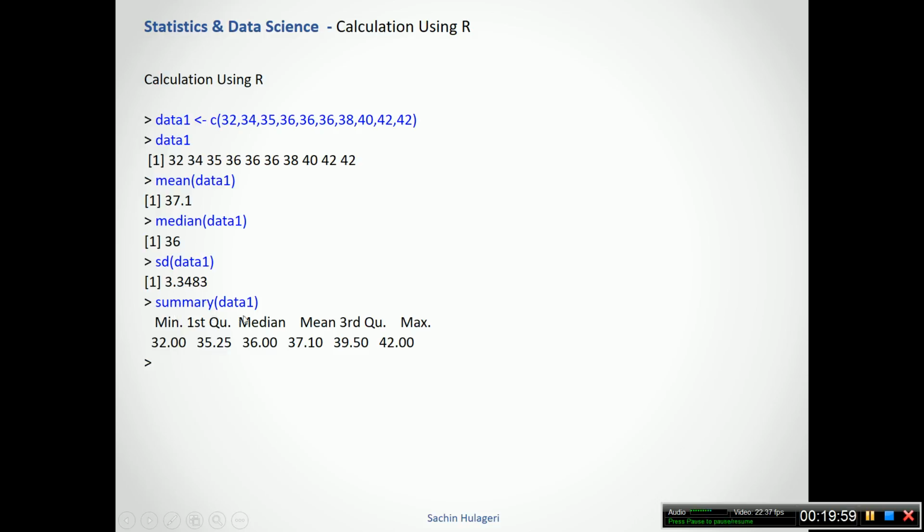And the summary of the data: when we calculate it, we get a minimum value of 32, the first quartile value is 35.5, the median value is 36, the mean value is 37.1, the third quartile is 39.5, and the maximum value we have observed here is 37. So this completes the descriptive statistics part of it, and thank you.